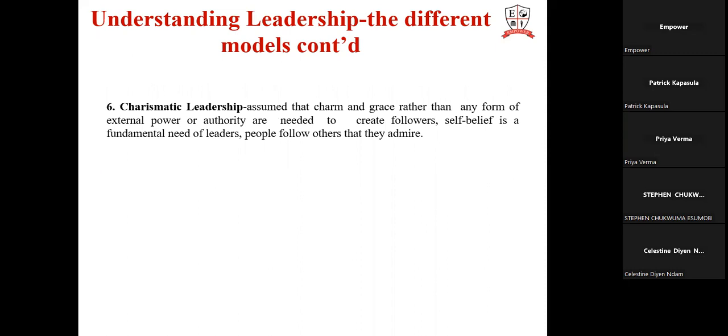Let's look at charismatic leadership. It is assumed that charm and grace, rather than any form of external power or authority, are needed to create force. Self-belief is a fundamental need of leaders. And the people follow others that they admire. Basically, as a charismatic leader, your motive is to present yourself to the team members so that they admire you and thereafter they follow you.